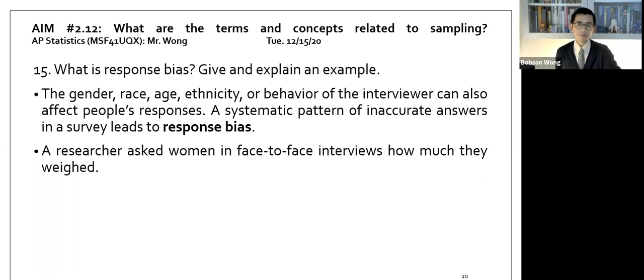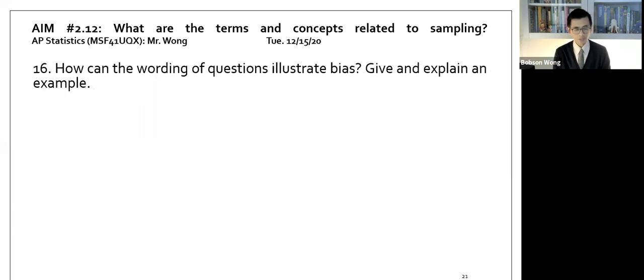When you ask a woman, how much do you weigh? You are likely going to get an underestimate of their weights because they may not be willing to tell you face to face what their true weight is. They might give a lower number. So that's an example of a systematic pattern of inaccurate answers. Women will consistently underestimate their weight in that situation.